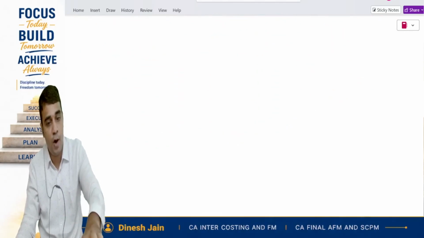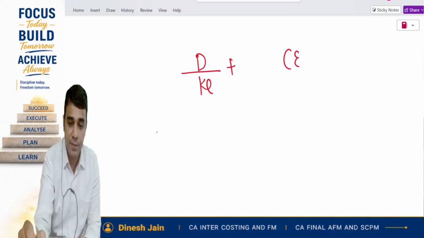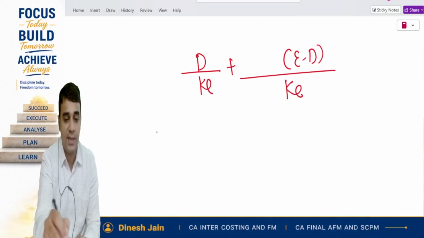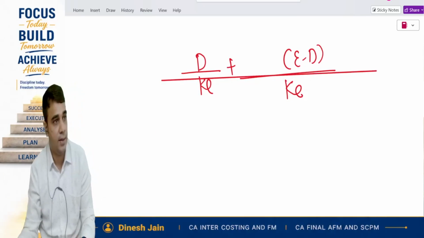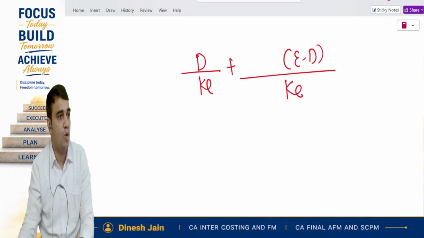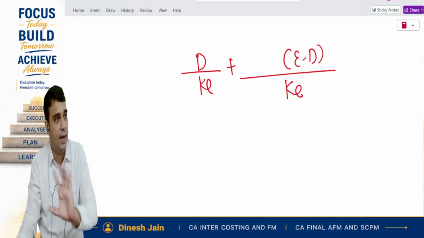The formula is what? The first part is D by KE. The second part is E minus D divided by KE. Some students ask, sir, can I make KE common? Yes, you can make it. Why do I write it separately? Just to show that there are two components. Otherwise, it is a single formula. ICAI only uses KE as the denominator. I keep it as two parts.